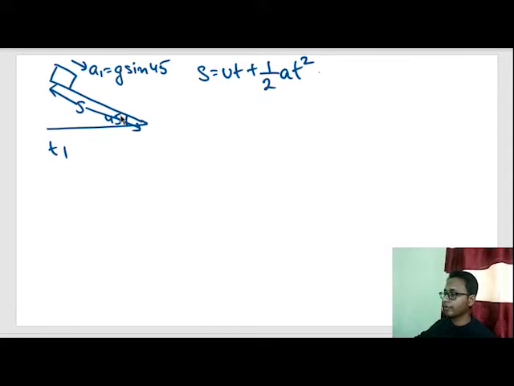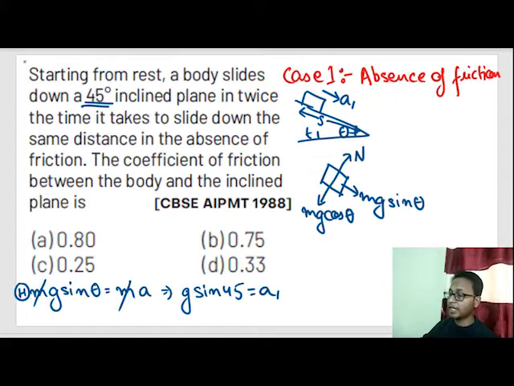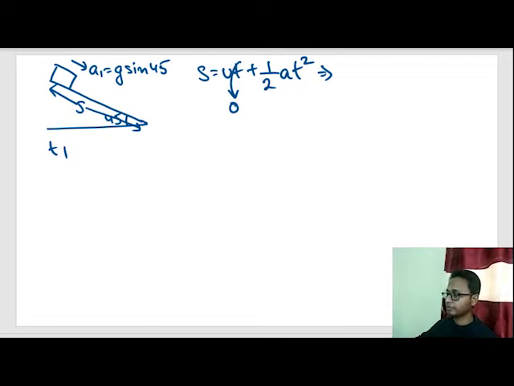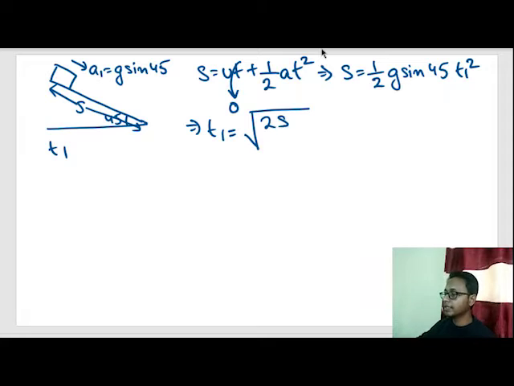Okay, u is nothing but 0. Why? The block started from rest. So s is equal to half, a is nothing but g sine 45, and the time taken was t1 square, or t1 can be written as under root of 2s by g sine 45.